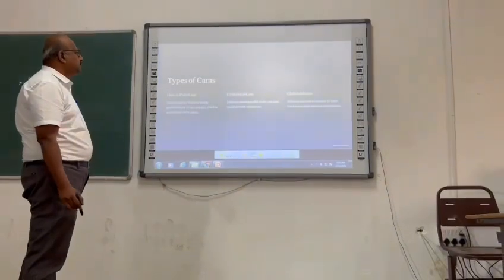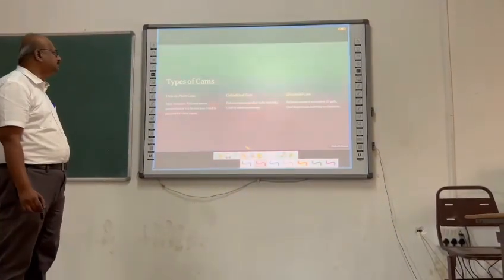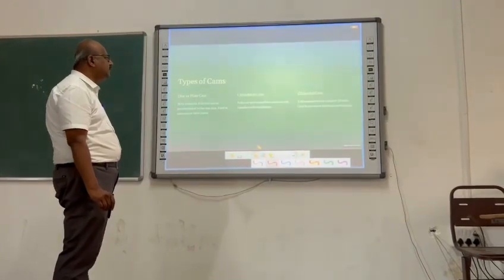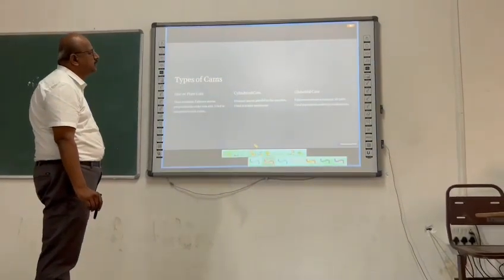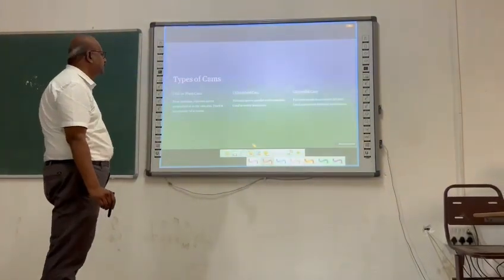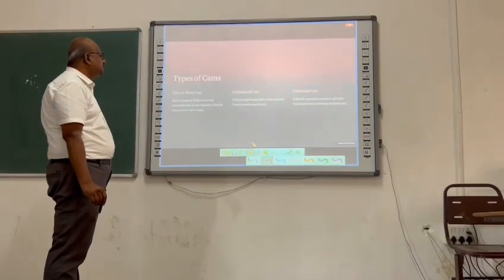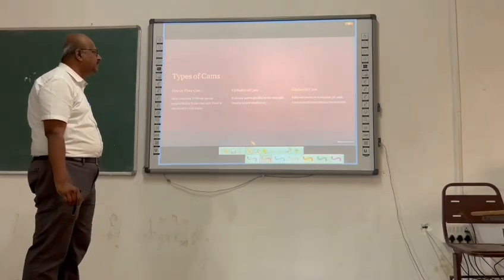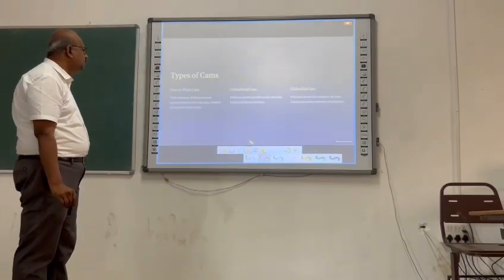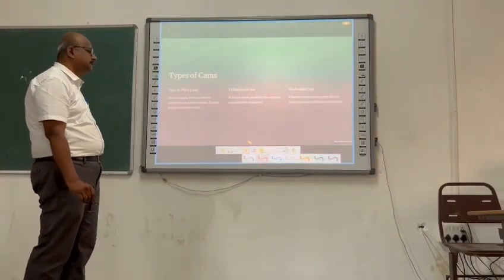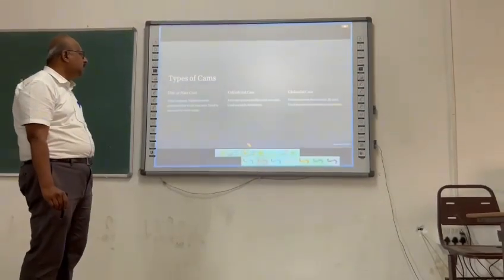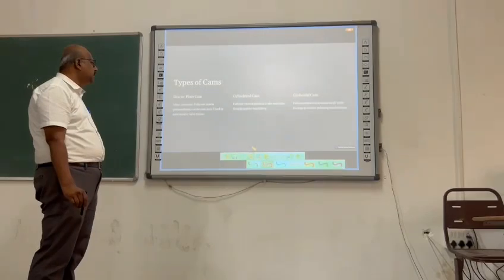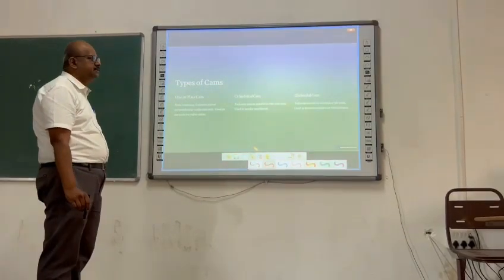We will see what are the types of cams. First one is the disc or plate cam, second one is the cylindrical cam, and third one is the clovoidal cam. The first type, the disc or plate cam, is the most common one used in a variety of industries. In disc cams, the follower moves perpendicular to the cam axis, and it is used in automatic valve trains.